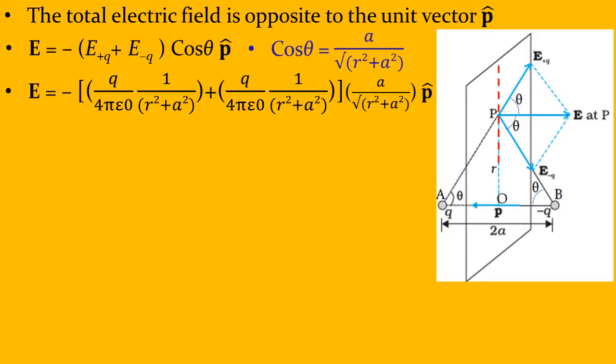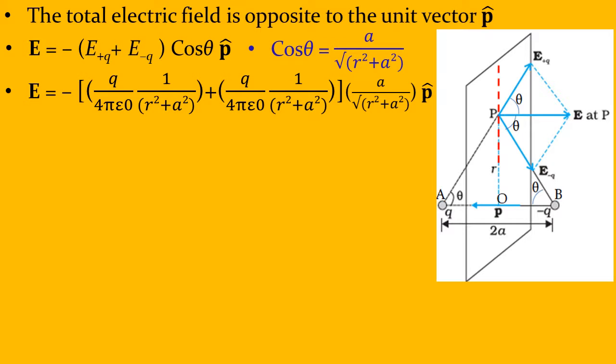Now what is this cos theta? Earlier I had told you that this distance here is R and this distance is A. And what is the distance AP? Under root R square plus A square. And what is cos theta? Cos theta is the adjacent side upon the hypotenuse. So cos theta is A divided by under root R square plus A square. So that's how I have got here cos theta equal to A divided by under root R square plus A square. I substitute this in the formula here.